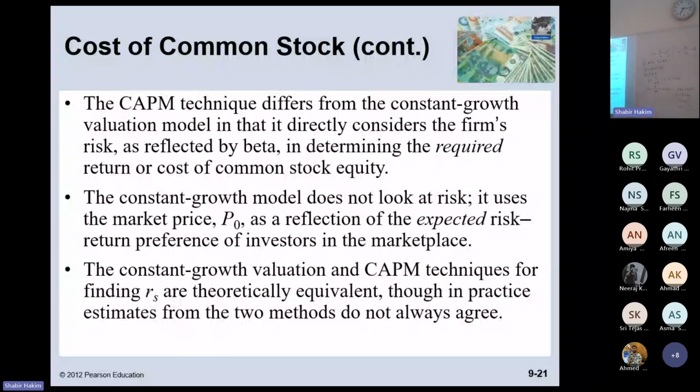Remember, normally we say the price should be based on two dimensions, risk and return, right? The price of the security or any asset should be based on the expected returns and the risk involved. So that's why we say it doesn't directly consider risk, but it is true that the risk is captured in the price of the company's stock. The constant growth valuation and CAPM techniques for finding the cost of equity are theoretically equivalent, though in fact estimates from the two methods do not always agree. That's what I said earlier, right? And if there is a wide disagreement between the two, meaning the difference is quite significant, then you have to make a pick.